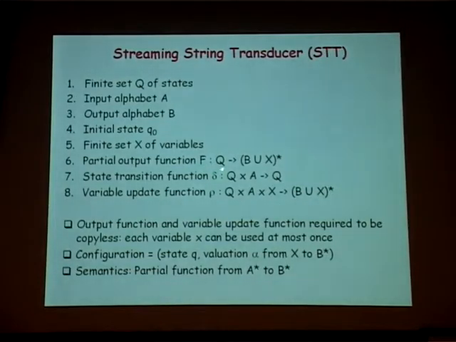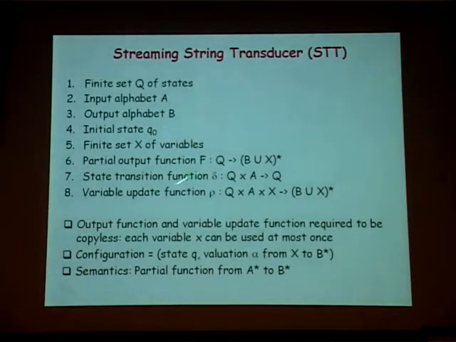So this output function f for a given state maps it to a string over B union X. So B is output, X is variables. So for example, X, Y, B, that would be a potential output. The state transition function is like in DFAs: given a state and an input symbol, you update the state. We have a variable update function which says given a state and a symbol and a variable, what's its new value? And the new value is given as a string over, again, B union X, right? So output symbols concatenated with variables. Variables can be concatenated with one another. So it could be A, X, Y, B, Z, something like that, if X, Y, Z are your variables.